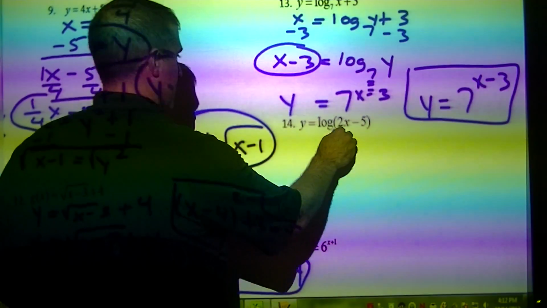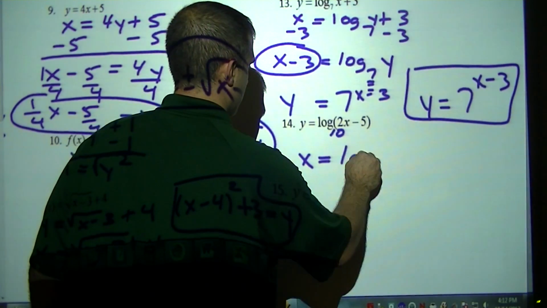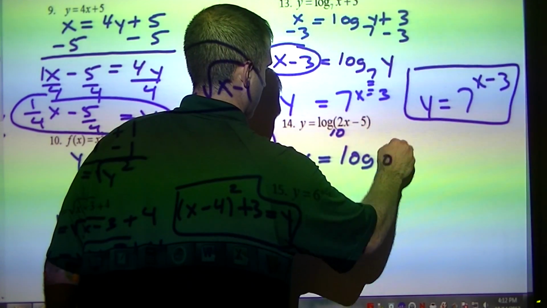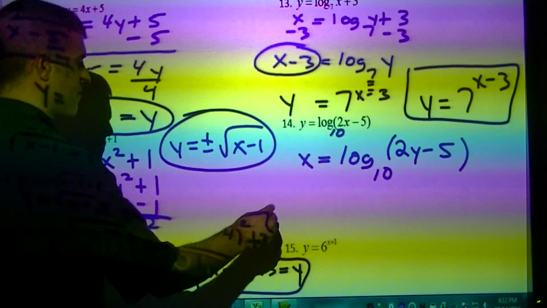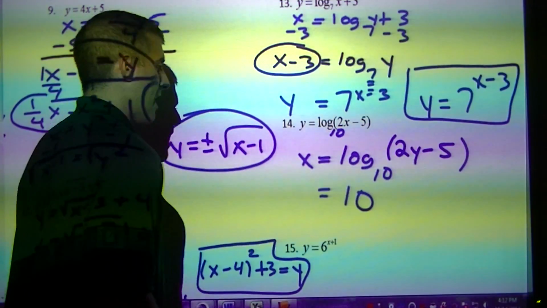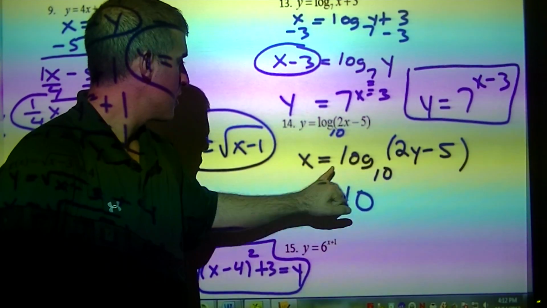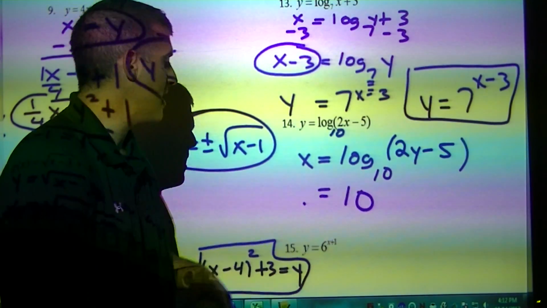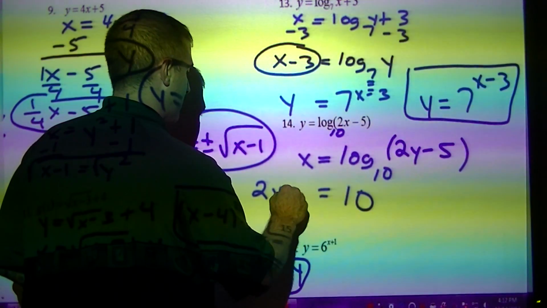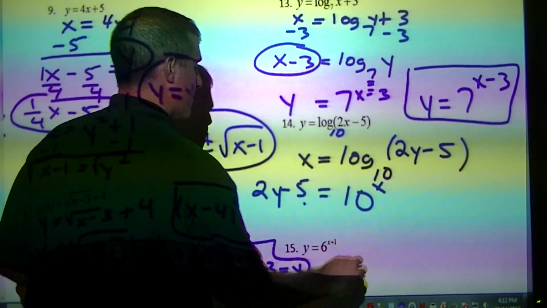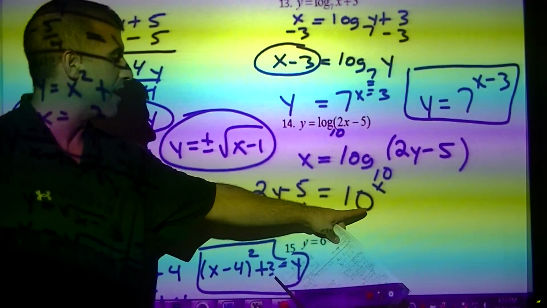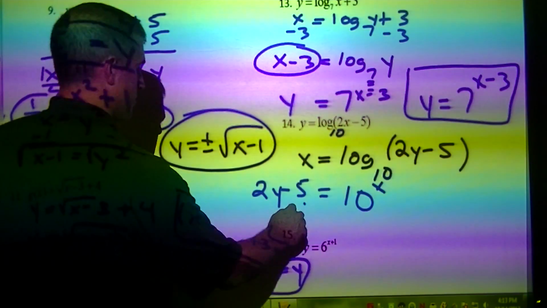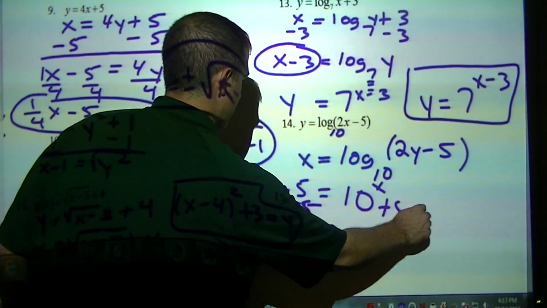I'm going to switch my x and y. Now I'm going to convert. Just like I said before, you can't have this equal x anymore, so I'm going to have that equal 2y minus 5. X is now going to be the exponent there. Now I've got to isolate y, so I'm going to add 5 and then divide by 2. I'm going to add 5 to this.